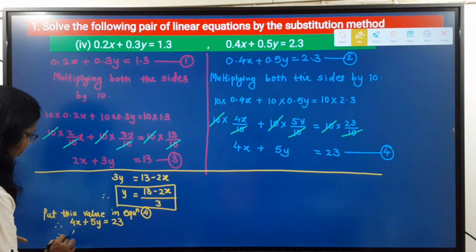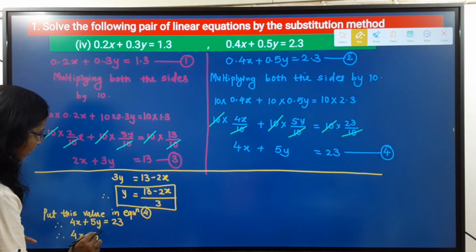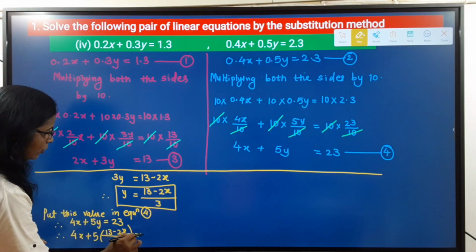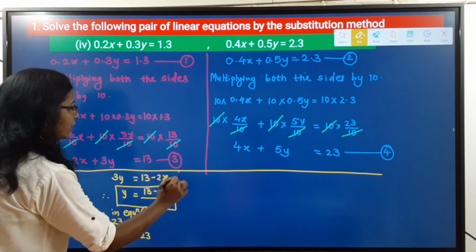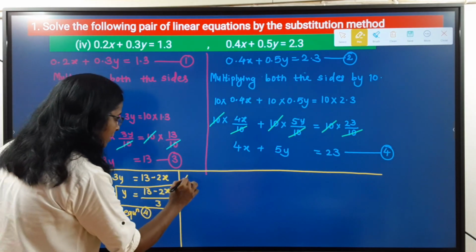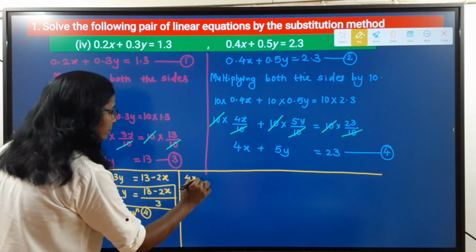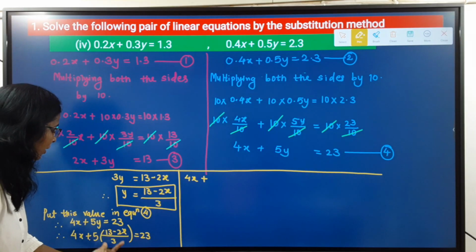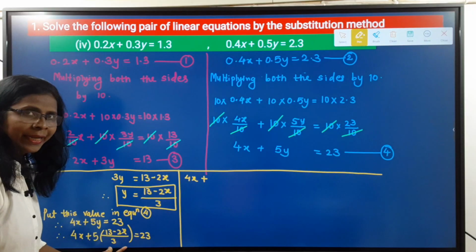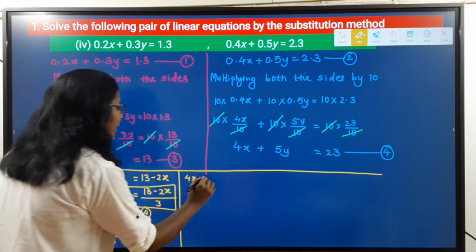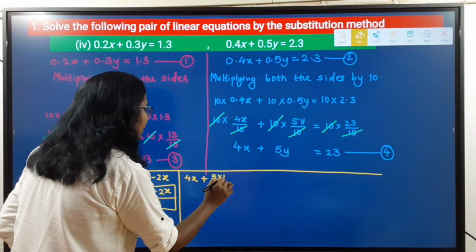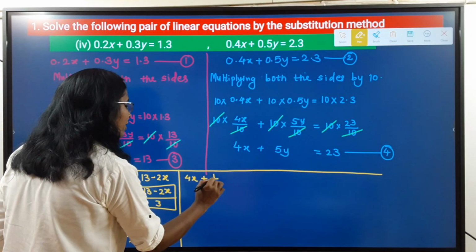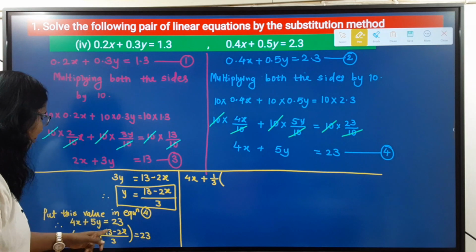Therefore 4x plus 5 multiplied by 13 minus 2x upon 3 is equal to 23. Then further students, that is 4x plus, that means multiplying each and every term in the bracket by 5. So I take this 1 upon 3 outside, and then multiply 5 by 13.